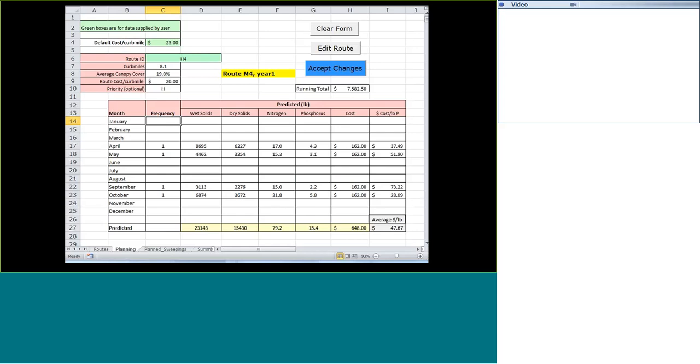This is just a screenshot of the calculator, and basically the user defines a route, puts in information about the curb miles on the route and the canopy cover, and we have default costs per curb mile that can be used, or the user can define those costs. Then the user can say, okay, what will I get if I sweep at a particular frequency during a particular month, and put together a street sweeping program and get an idea of how much phosphorus could be removed, as well as solids and nitrogen, and how much that might cost.